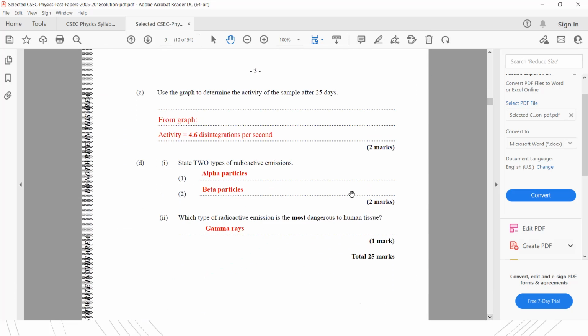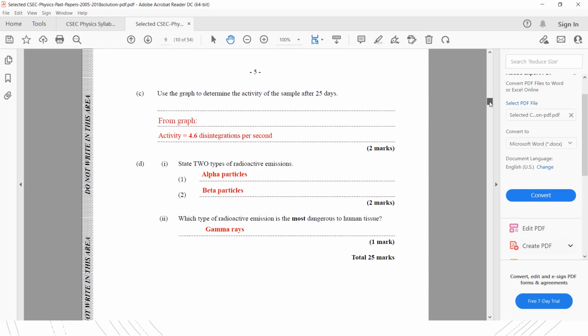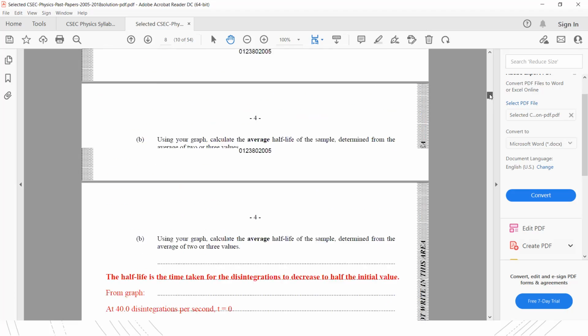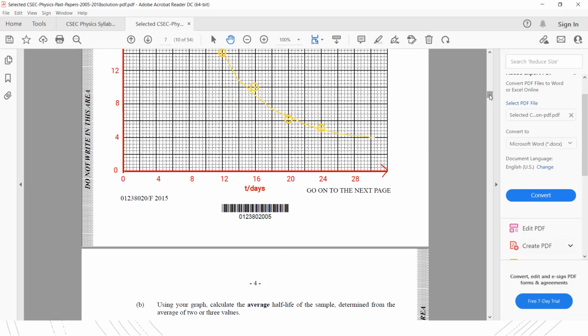Next question: use the graph to determine the activity of the sample after 25 days. So if you go back to the graph, after 25 days, we make another read-off. So we look for 25 days. And the scale is 1 to 2. So here will be 26. So 25 would be halfway between here and here. That is 2.5 lines out there.